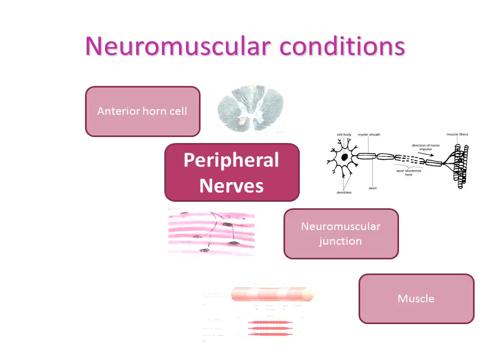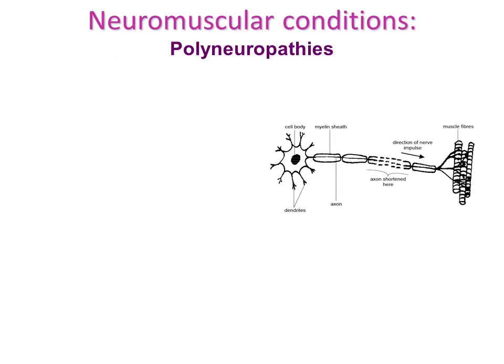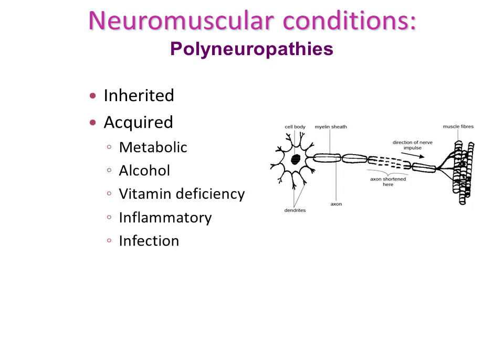Now moving down to the peripheral nerves. So these a big group of peripheral nerve diseases are the polyneuropathies. And you can see in the diagram here a motor neuron going down to the muscle fibres and the myelin sheath around the main axon. There are inherited polyneuropathies. There are acquired ones, some of them down to metabolic problems such as diabetes, prolonged alcohol use, vitamin deficiency, and B12 is particularly relevant here. There's inflammatory polyneuropathies and infection.